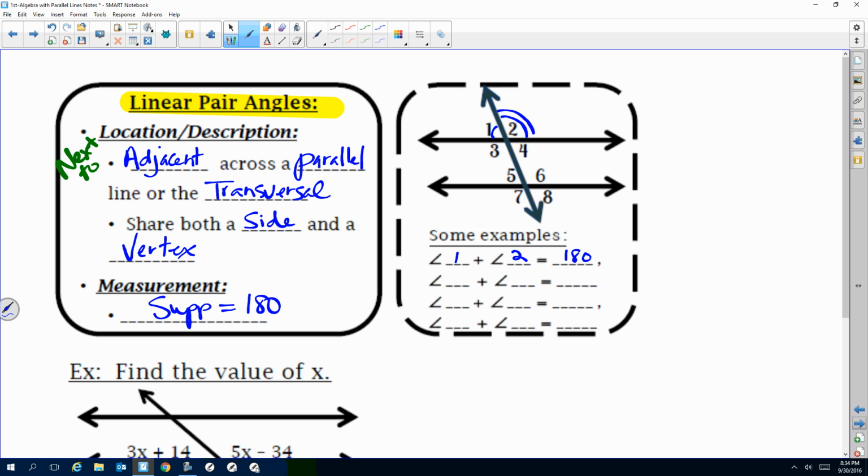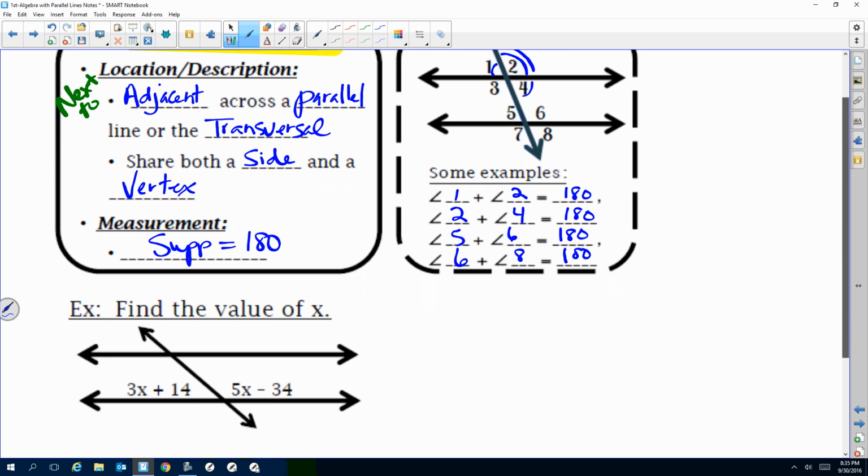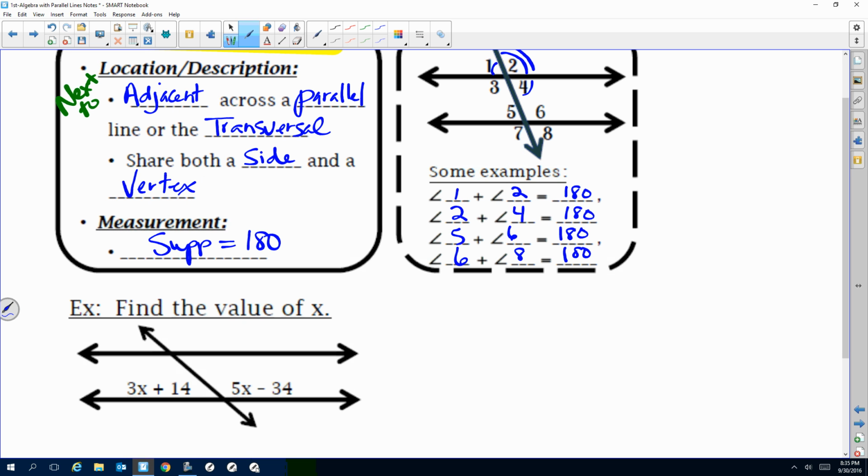Or if I wanted to, I know 1 and 4 are vertical. I can look at just the right side using the transversal and the parallel line. So I could say 2 and 4 are 180. Another pair would come down to the bottom lines, 5 and 6, 180, and 6 and 8, 180. There are more than this, okay? But just make sure that you recognize that they form a line, okay? They are sharing a side and a vertex.